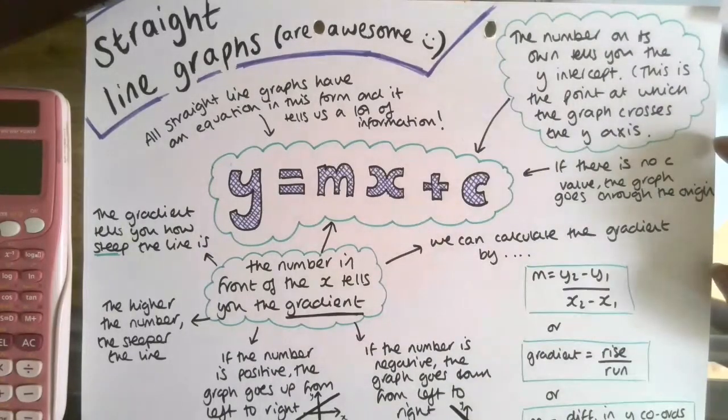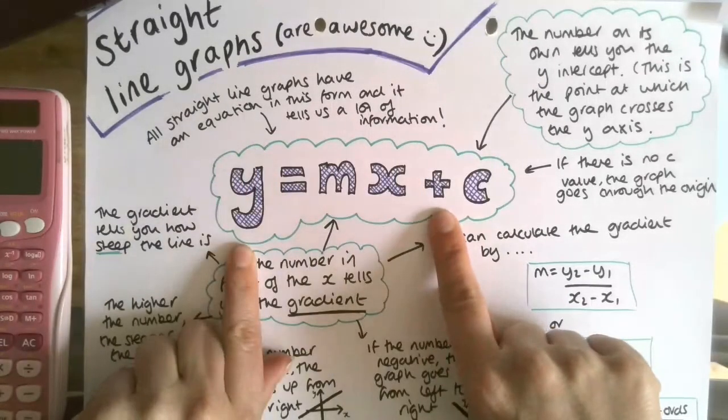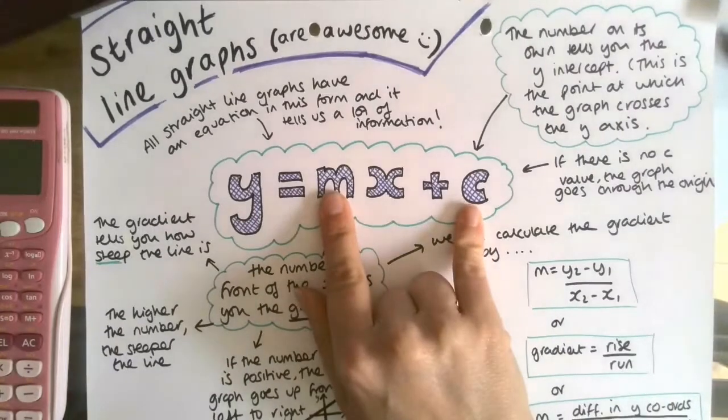But if you are not in my class, then it might be a good idea to either pause this video and write down what I have down here, or after watching this, do your own version of a summary sheet for this. Because with straight line graphs, the big thing you need to know is that all straight line graphs will have an equation that is in this form here. So y equals mx plus c.